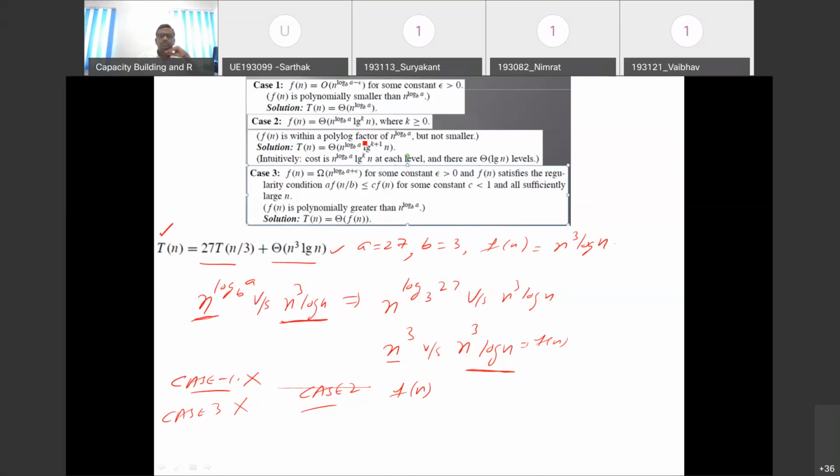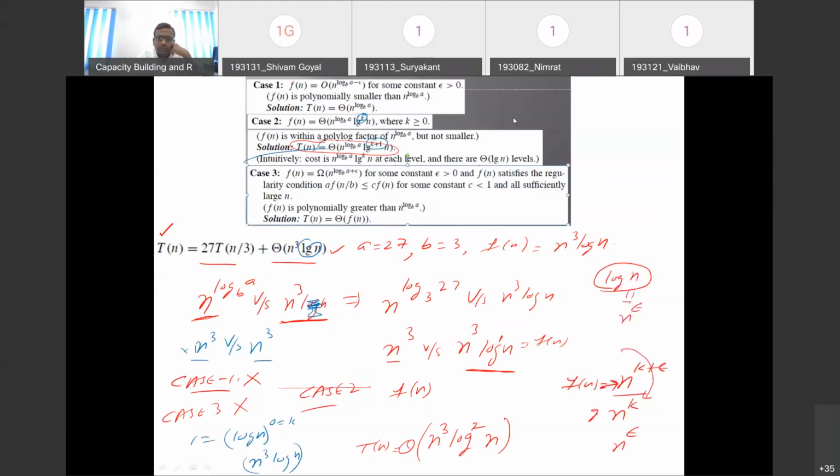If case number 2 is applicable, then the complexity is going to be of the order of this. So t of n will be equal to theta of n raised to the power log a base b, which is n cube, times log n raised to the power k plus 1. Here the power of log n was 1, so k is 1 and we get log n raised to the power k plus 1. So this is the solution for this recurrence relation using the master theorem. Now move to the next numerical.